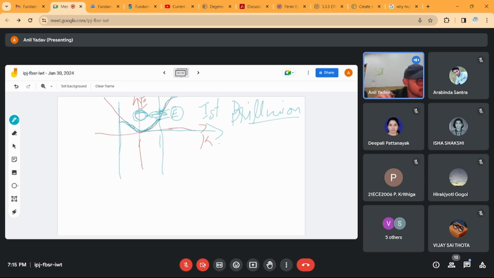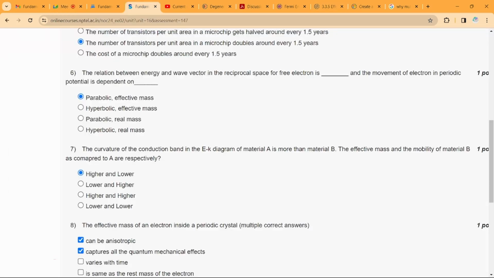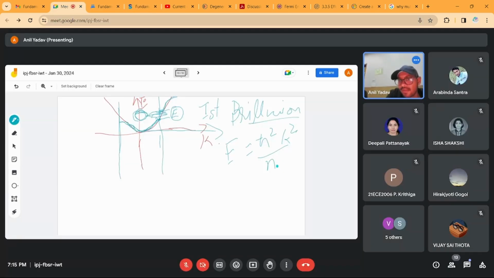Let me check the question again, what they are asking. For effective mass also they are asking. So the relationship between E and K is E equals h square k square by 2 m star. This is m star, because now when this electron is moving through the lattice, this is not the real mass, whatever the mass of the electron is.